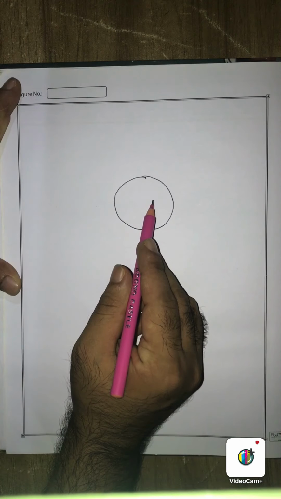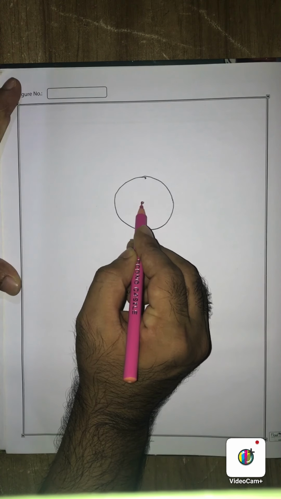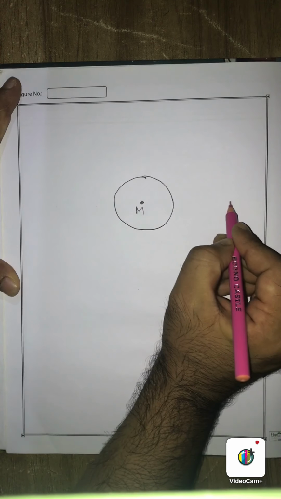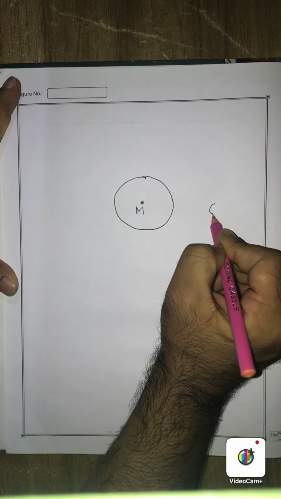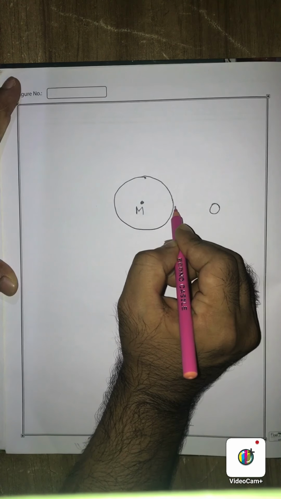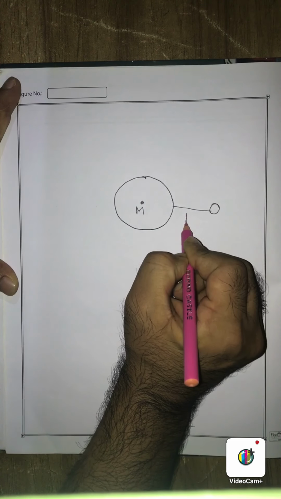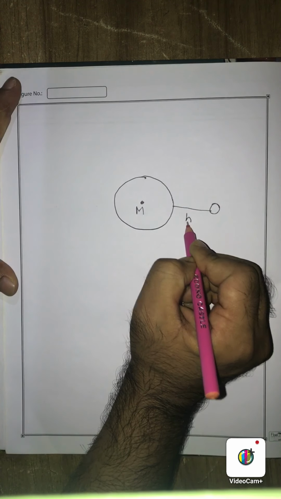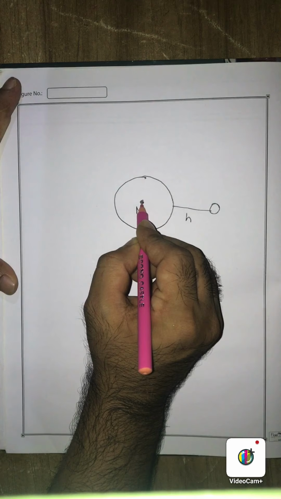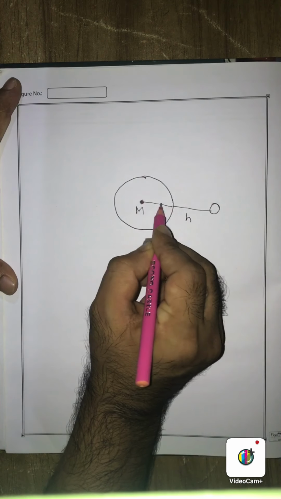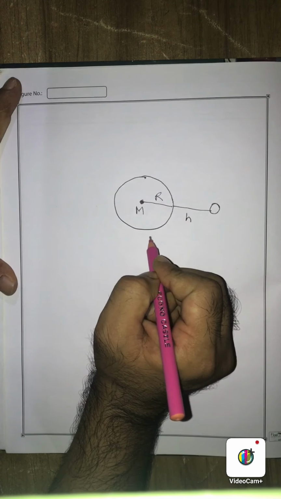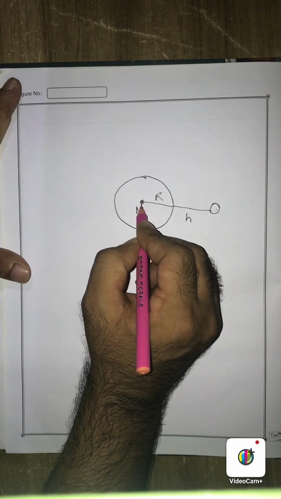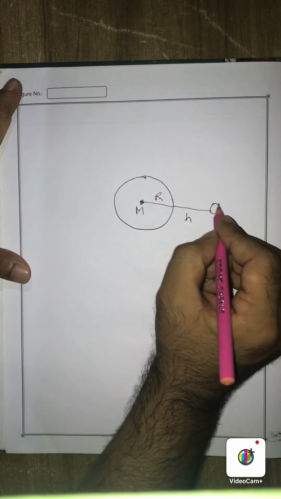This is the earth. The total mass of the earth is located at the center of the earth, and the artificial satellite revolves around the earth at a certain height h from the earth's surface. This height is represented by small h, and this is the center of the earth. The radius of the earth is R. So the distance between the artificial satellite and the center of the earth is R plus h.